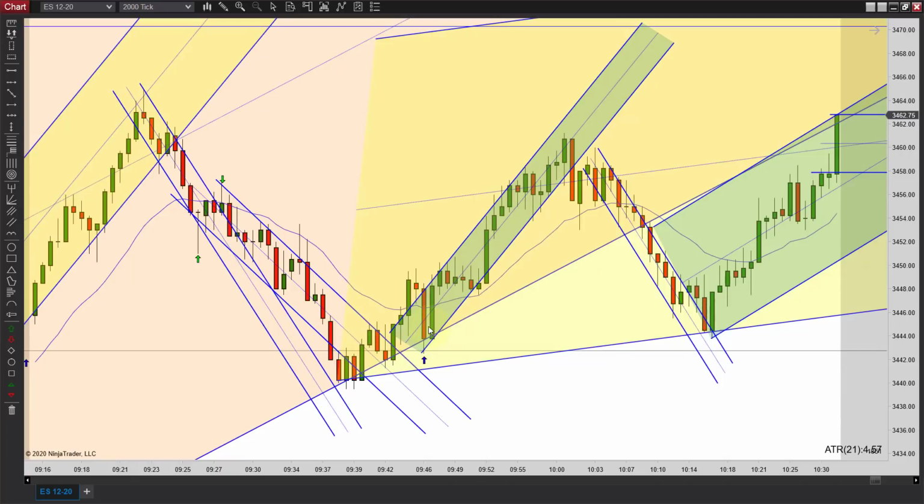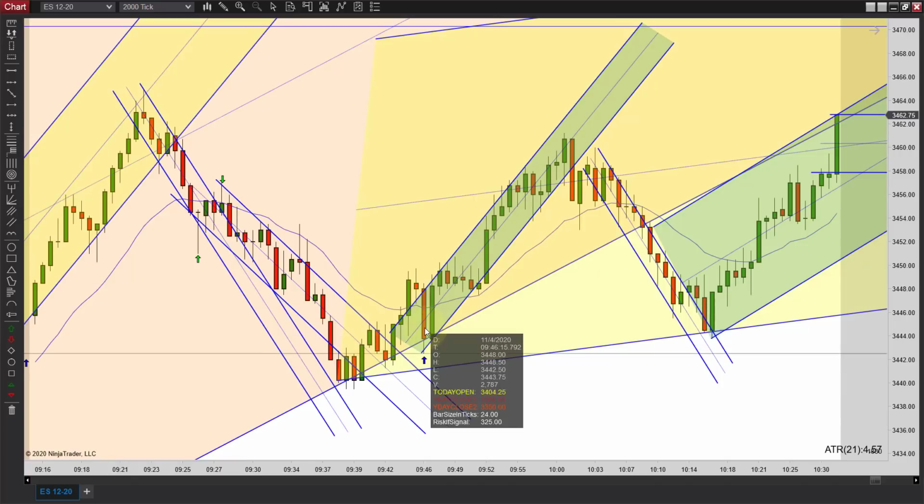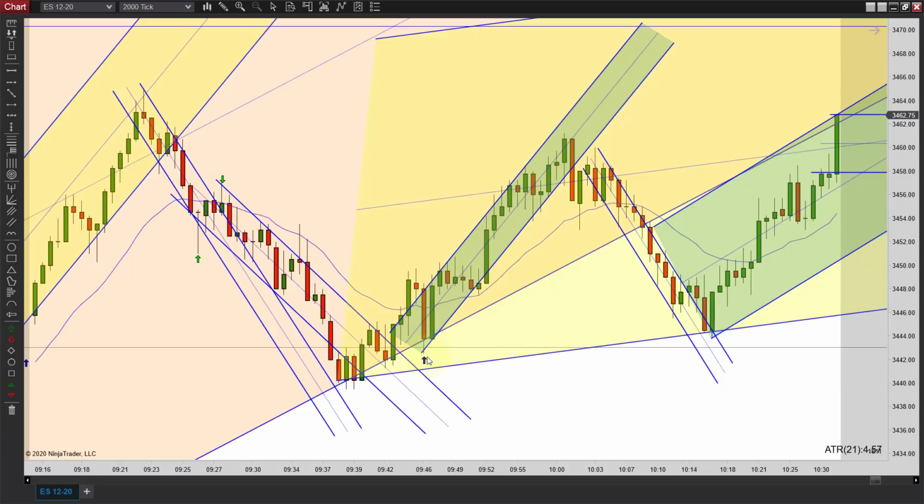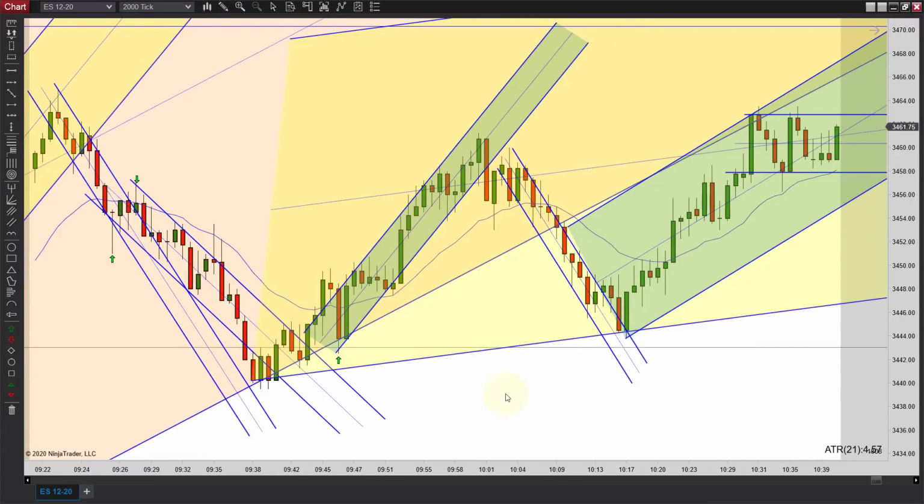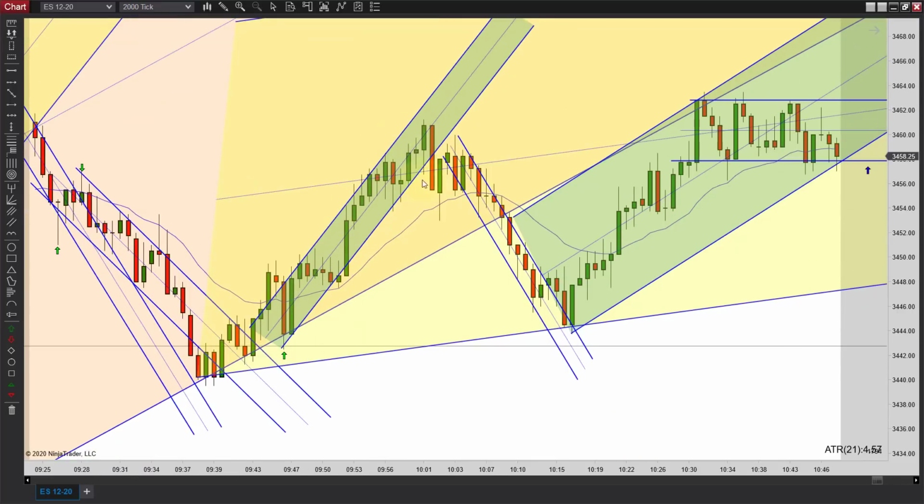If you look at that bar, that's a $325 risk on that bar. So I'm probably going to change that to green. It's just a little too risky. But it does meet our entry criteria.